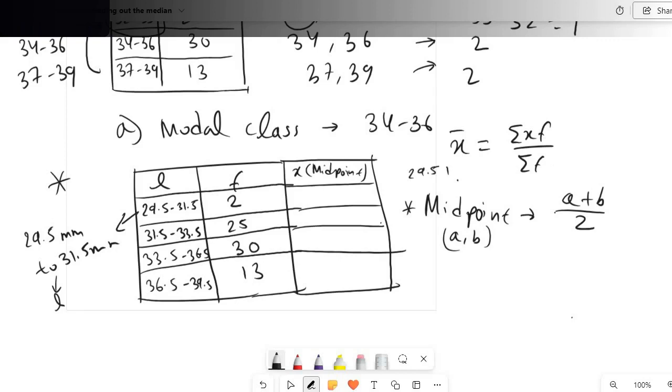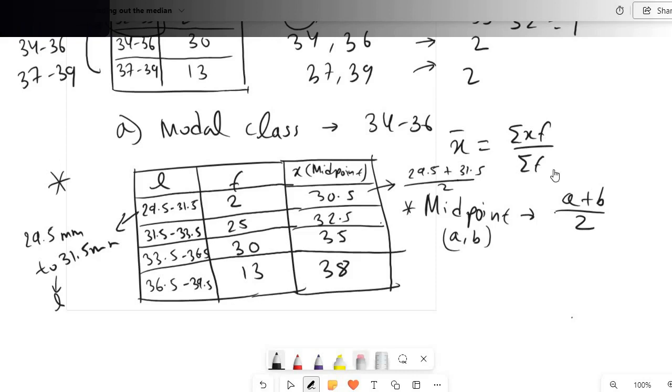So in this case, the midpoint is going to be 29.5 plus 31.5 divided by 2, which gives us 30.5 here. Similarly, if you repeat this for the other values, the next one will be 31.5 plus 33.5 divided by 2, which is 32.5. The next one will be 35, and the last one will be 38. Now we have found the values of x.